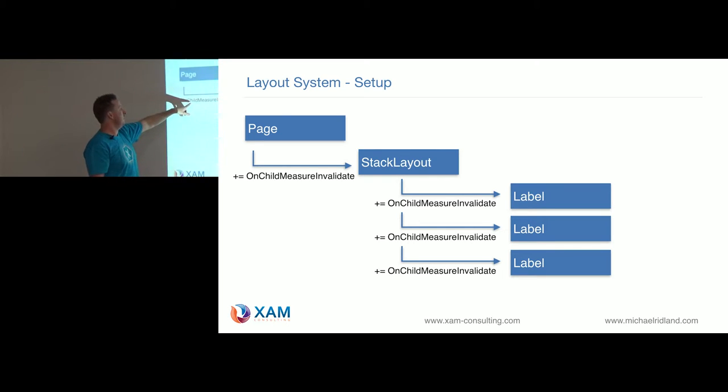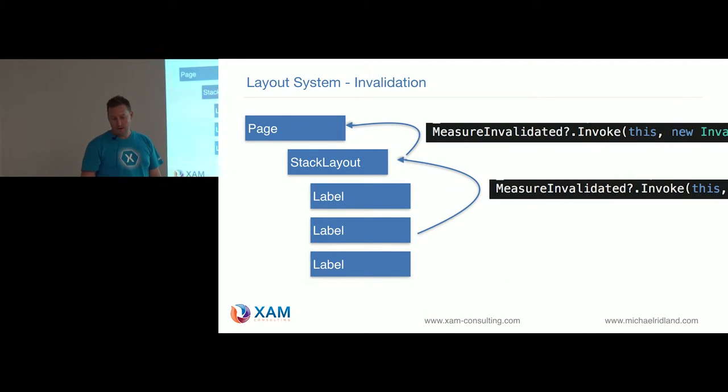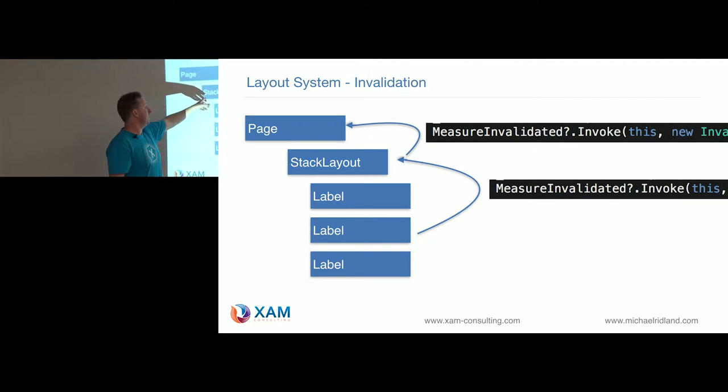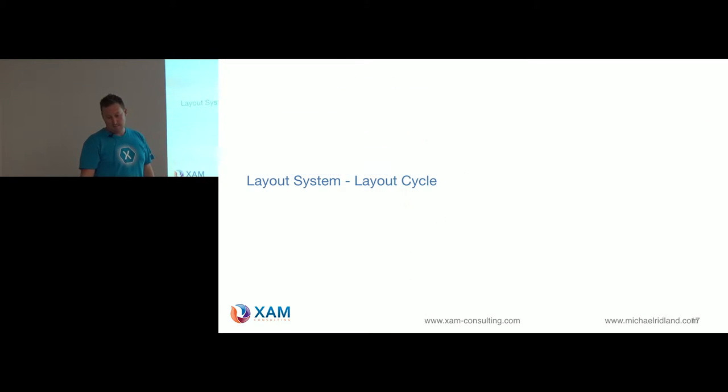So basically, this is what it looks like. You've got a page, you've got your child measure, which is on the stack layout, and then all these children. So you've got your full chain up here. Obviously, they need to be connected because they are connected when they're laid out. So this label here, the text changes, it becomes invalidated, calls measure invalidated, then it goes up to the stack layout, it becomes invalidated and calls measure invalidated and goes up to the page.